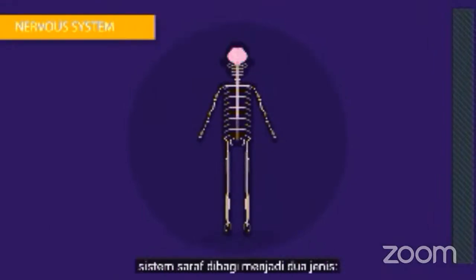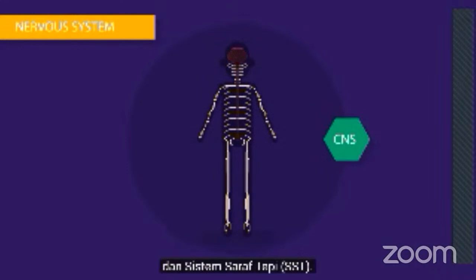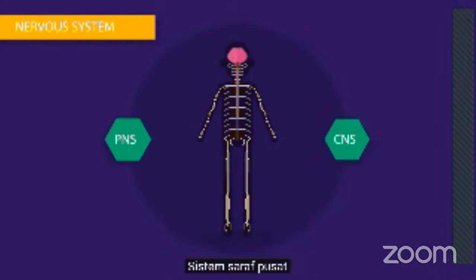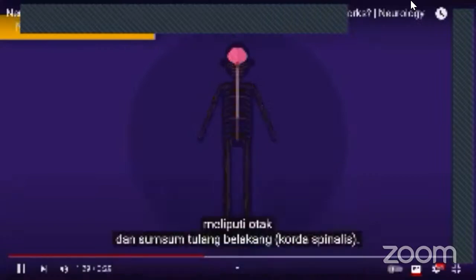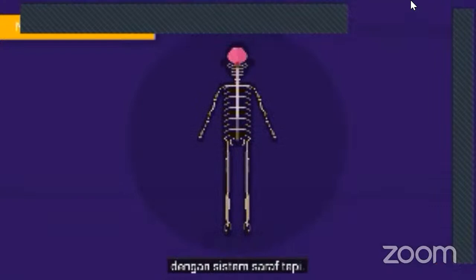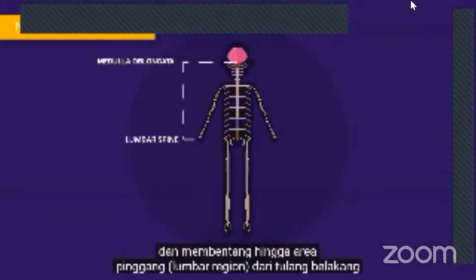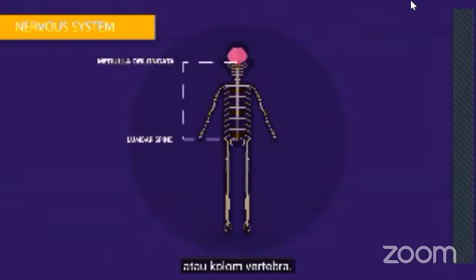Structurally, nervous system is classified into two types: central nervous system, CNS, and peripheral nervous system, PNS. The central nervous system comprises of the brain and spinal cord. The spinal cord is the bridge that connects the brain to peripheral nervous system. It starts from medulla oblongata and stretches to lumbar region of the spine or vertebral column.